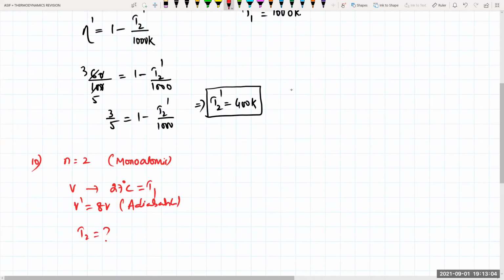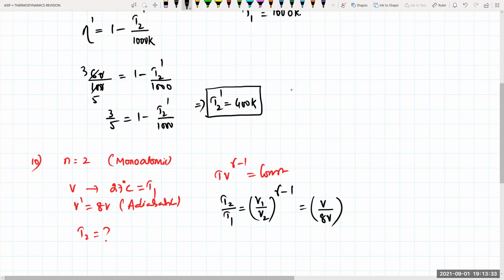As it is a monoatomic gas and an adiabatic process, the relation between temperature and volume, we know it. What is that relation, beta? TV to the power of gamma minus 1 is equal to a constant. Isn't it? So I can write T2 divided by T1 will be equal to V1 divided by V2 to the power of gamma minus 1. V1 is nothing but V, V2 will be equal to 8V. For a monoatomic gas, gamma will be how much, beta? 5 by 3, minus 1.